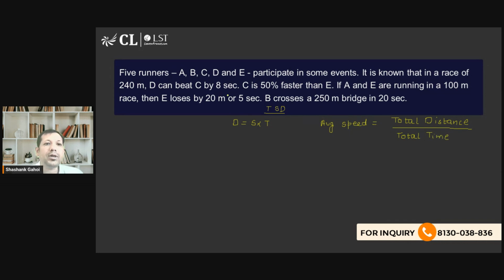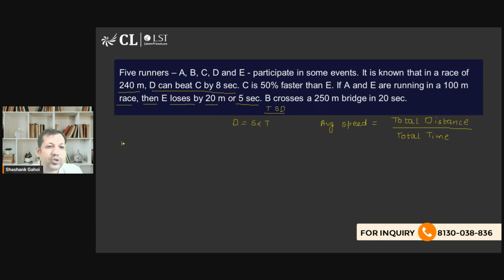Okay. So it says that in a race of 240 meters, D can beat C by 8 meters. C is 50% faster than E. If A and E are running a 100-meter race, then E loses by 20 meters or 5 seconds. So this line is going to be my starting point.